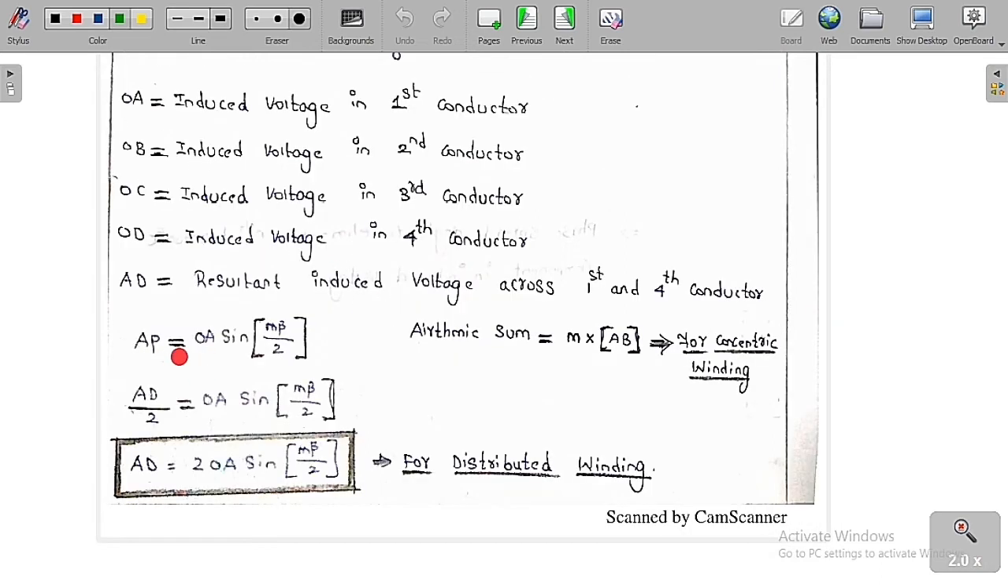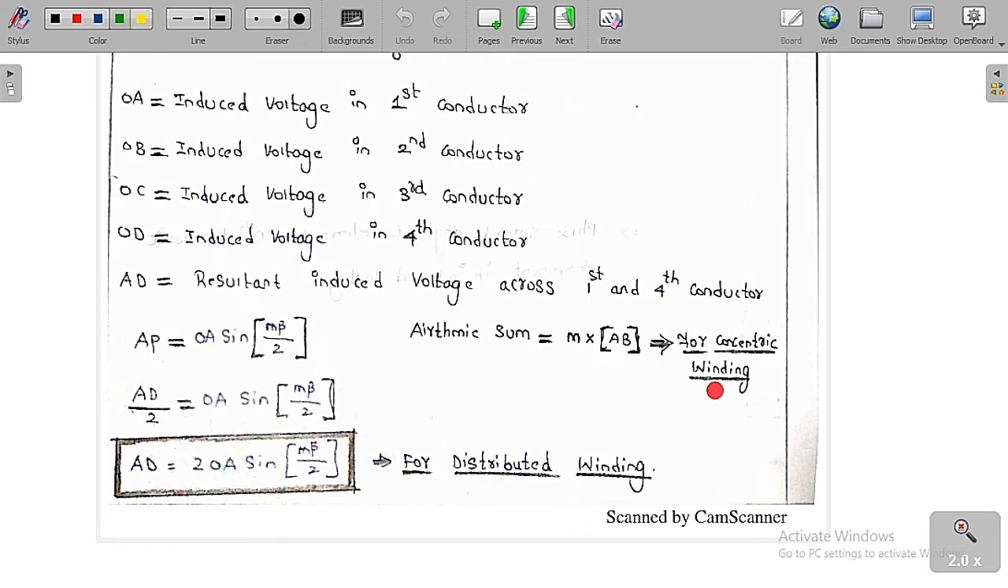So AP is equal to OA into sine of m beta by 2, but AP is equal to AD by 2. So AD by 2 is equal to OA into sine of m beta by 2. Take 2 to the other side and we get AD is equal to 2 times OA into sine of m beta by 2. This is the resultant induced voltage per phase for distributed winding.